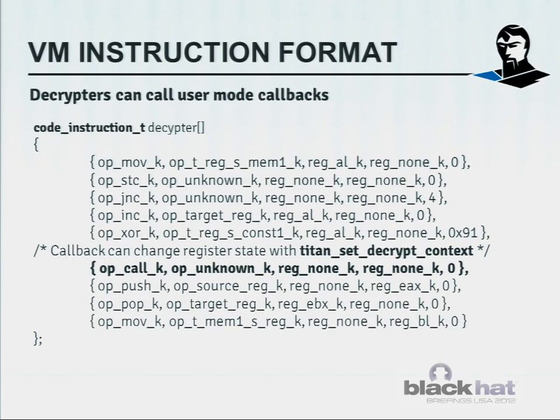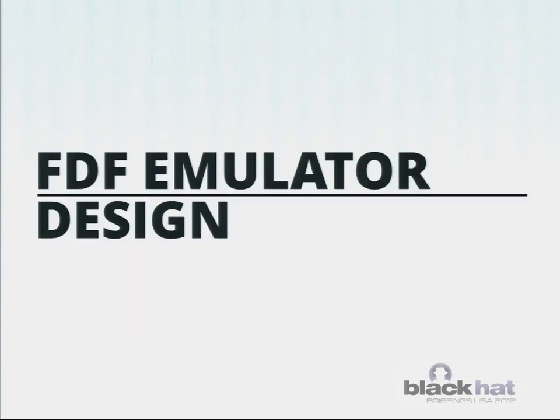And if you want to communicate with the decryptor as decryption is going on, you can just use the call instruction to call your predefined callback, and from which you can change the register state, or you can manipulate the encrypted data itself. So you can communicate with this in multiple forms. You can also set a trap flag, which does what trap flags do. It calls your callback for every instruction which gets executed. So that brings us to the emulator.